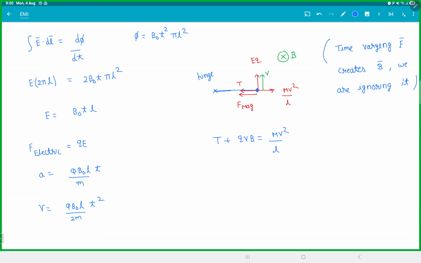You know everything. You know velocity, you know B, you know everything. If you do this, you'll actually get tension is negative. That means the rod is not pulling, the rod is pushing. Magnetic force dominates here. Clear with this?